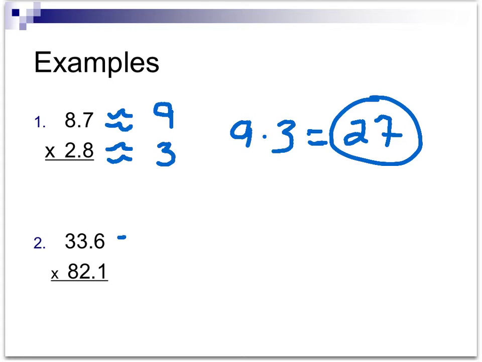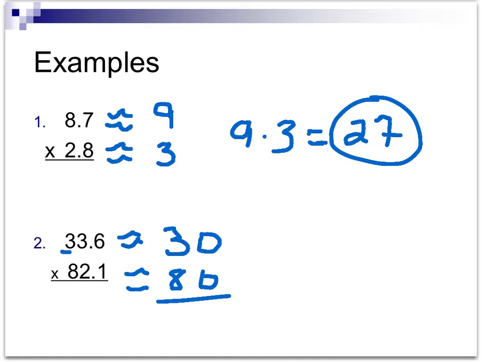33.6 will round to 30, as I'm going to round to the leading digit, and the number to the right of that, 3, will keep this digit here staying the same, so I'm going to round it down to 30. And 82.1 will round to 80, because the 2 will round down.